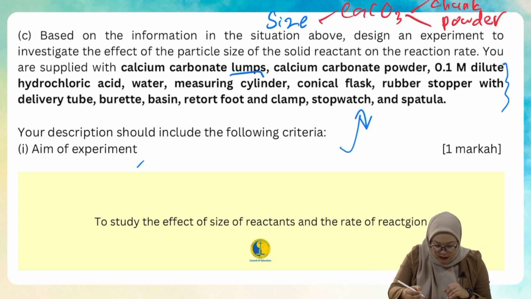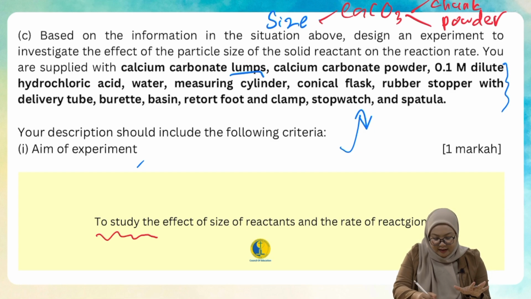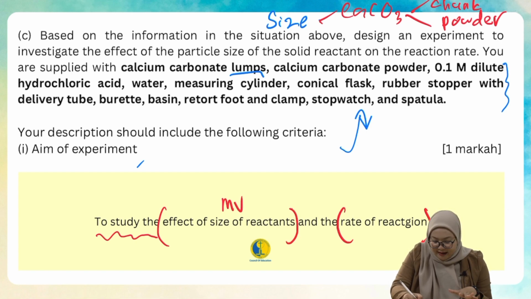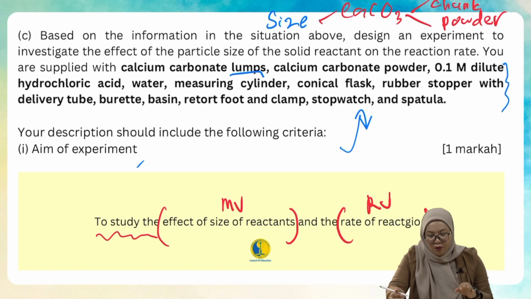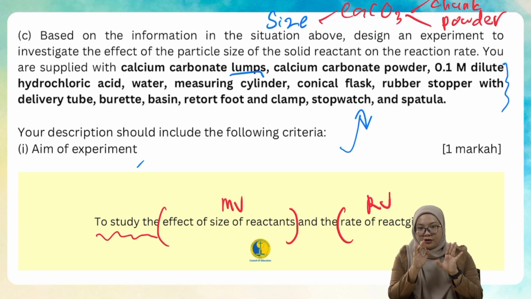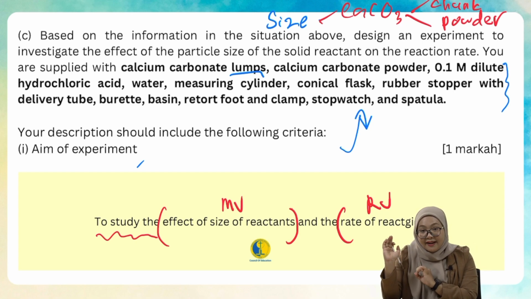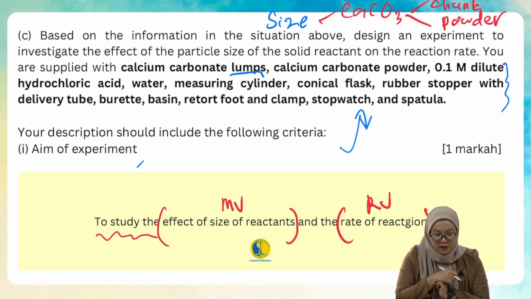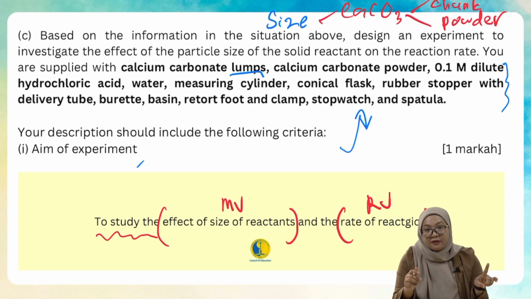Aim of the experiment: it has to begin with the words "to study", then the manipulated variable, then the responding variable. Remember, to study the and the. That's all you have to put in. Don't put a dot. So what is your MV?